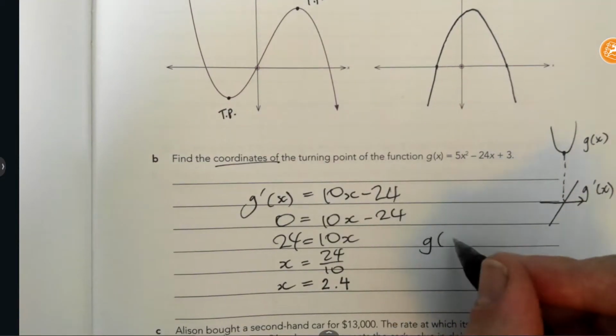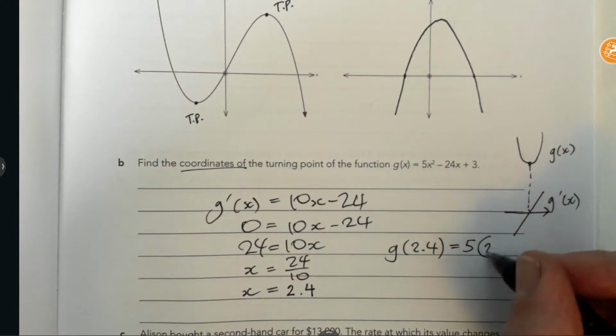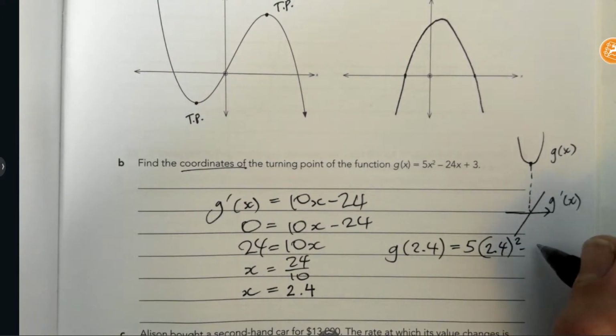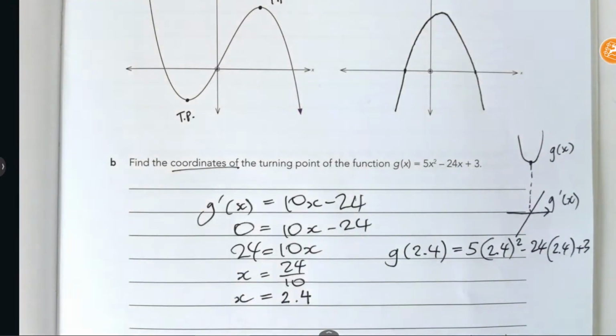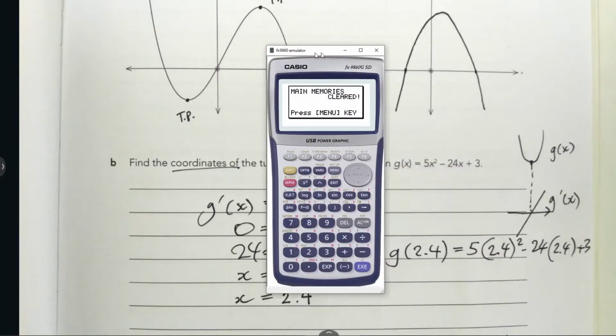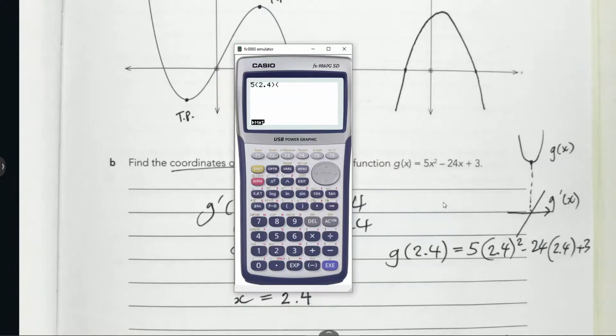So we're going to have to do g of 2.4 equals 5 times 2.4 squared minus 24 times 2.4 plus 3. Oh shucks, can I fit it in here? Yes, just. Okay. We will now use our calculator. I need to click menu here. Okay, let's try. 5, 2.4 power of 2 minus 24, 2.4 plus 3. Did I do that correctly?